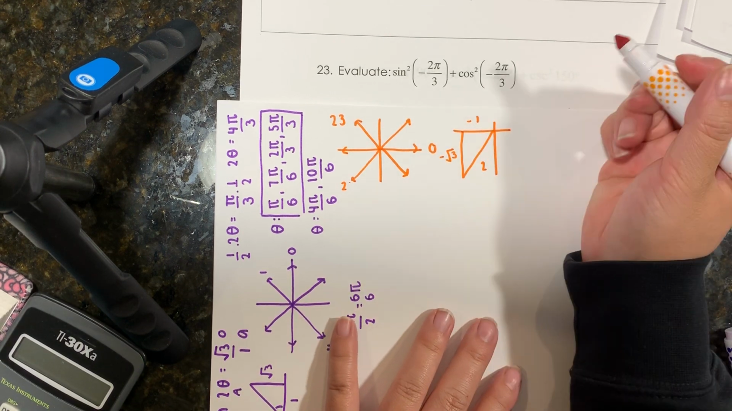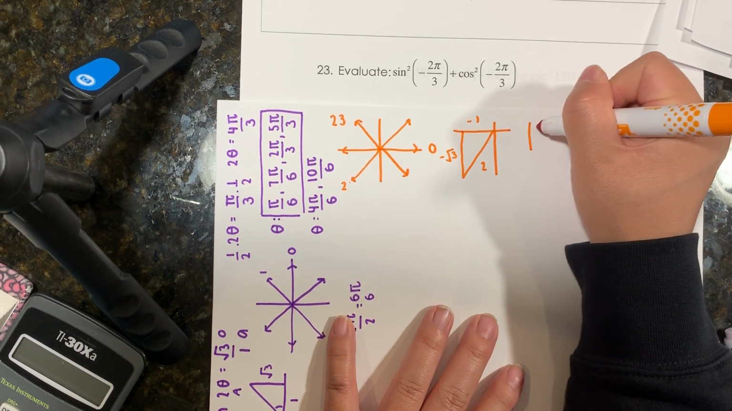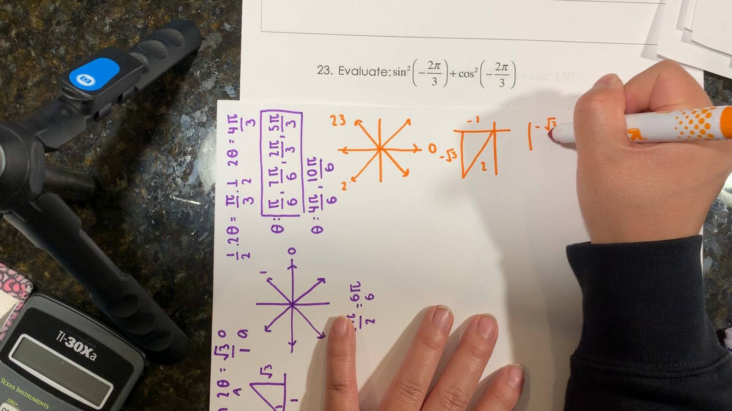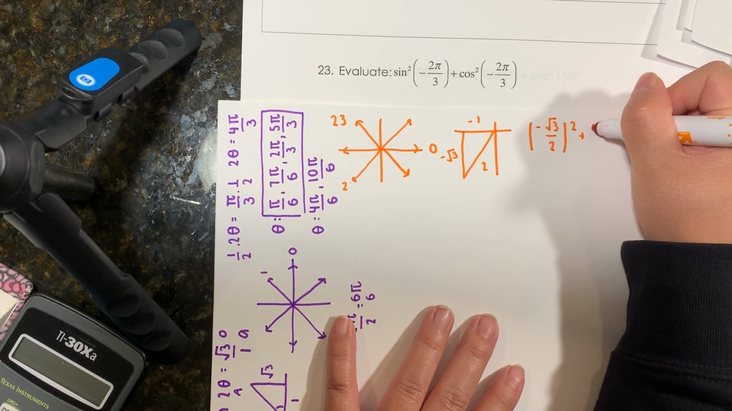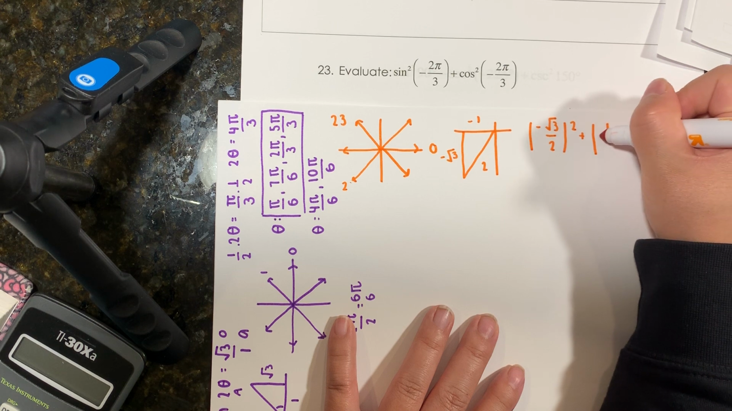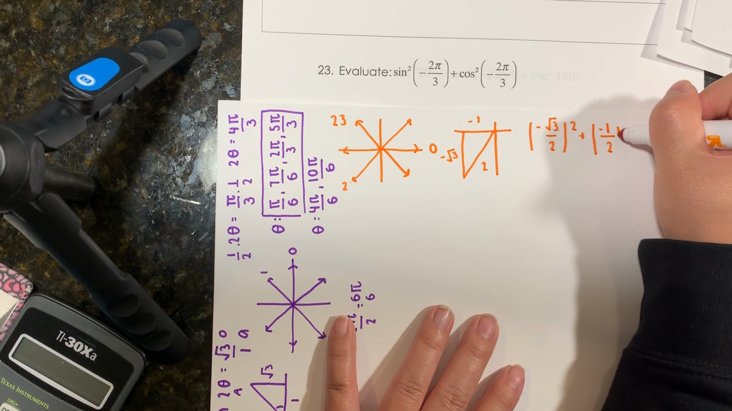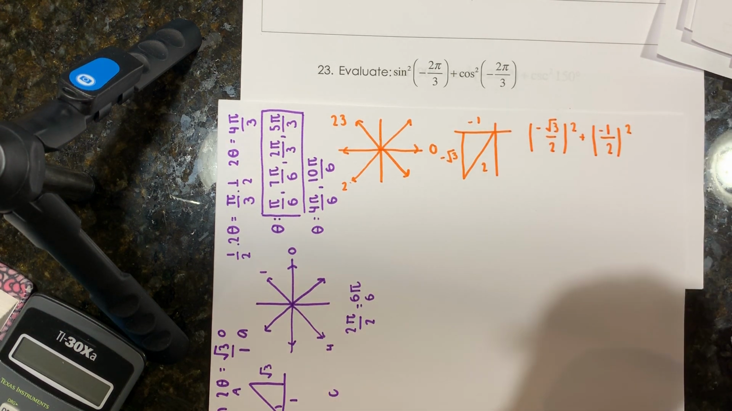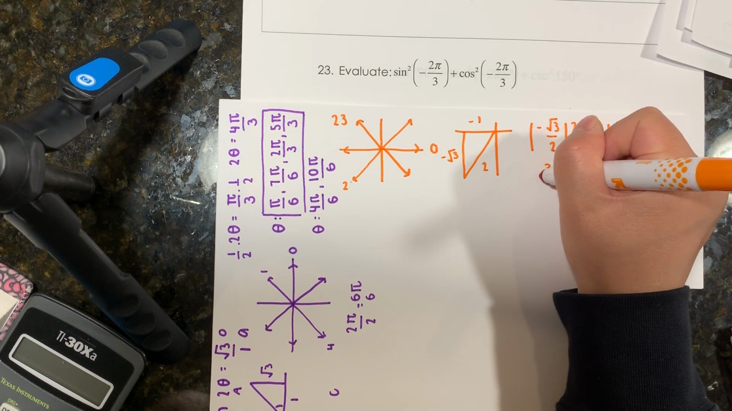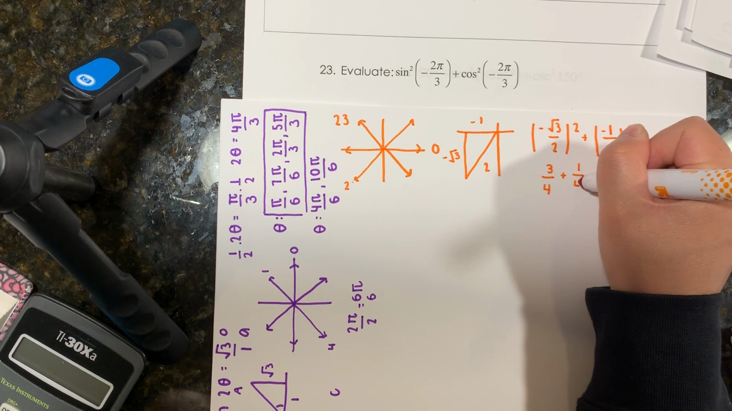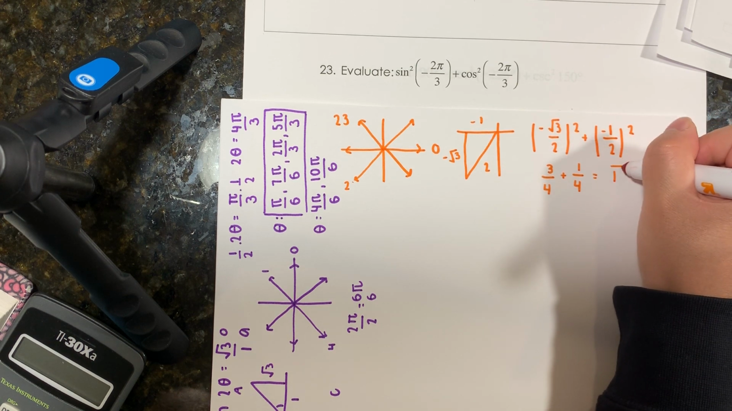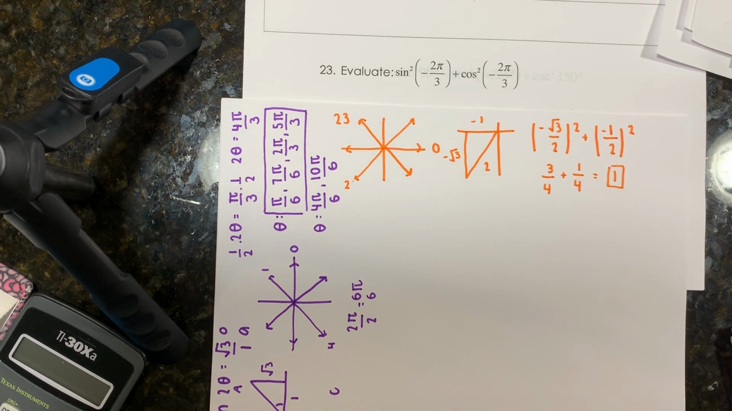When I do the sine of this triangle, it's going to be opposite over hypotenuse, which would be negative root 3 over 2, and then we'd square it. Plus the cosine, which would be 1 over 2, negative 1 over 2 squared. This just becomes 3 over 4. This just becomes 1 over 4. So your answer should just be 1.